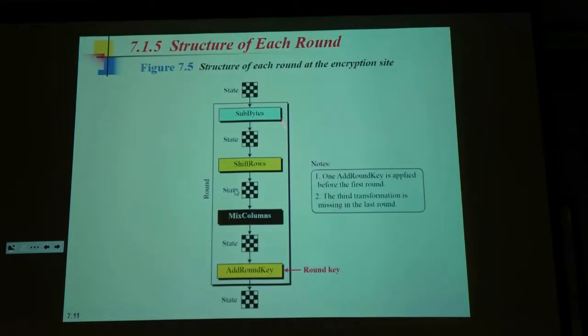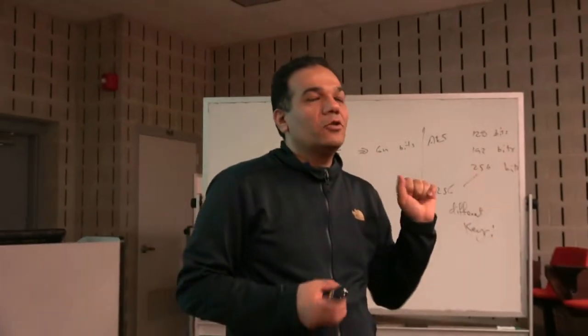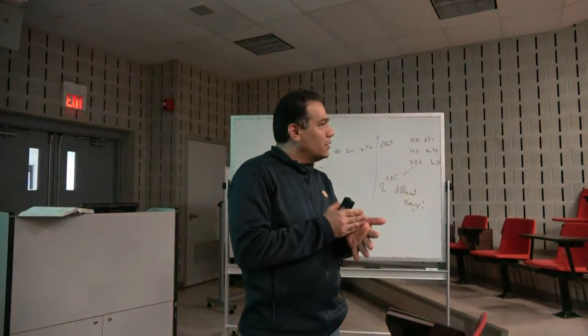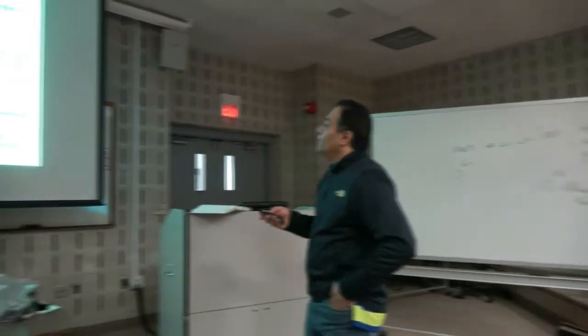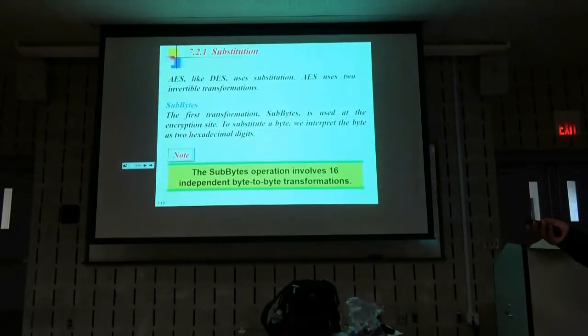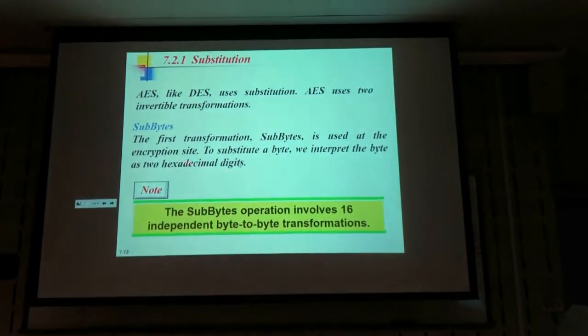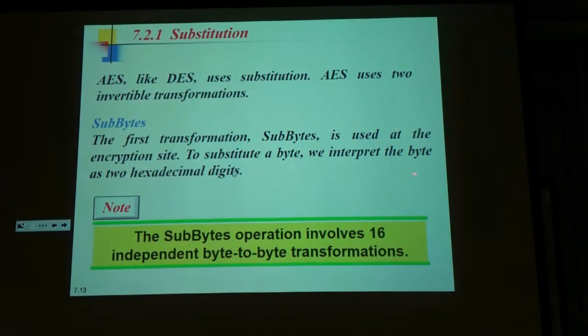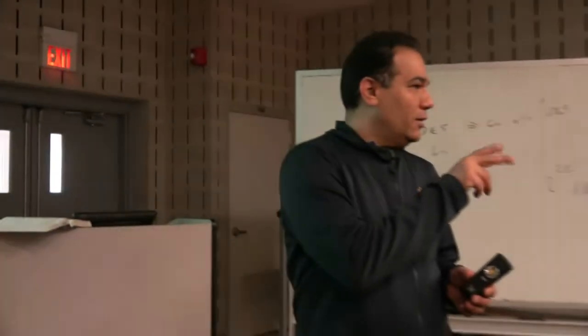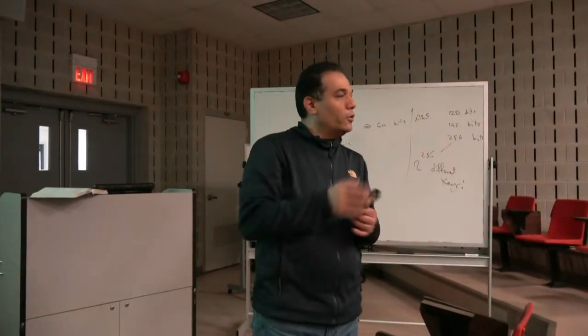All right. So let's take a look at the first block. What is the first block? This one, sub bytes. In DES, if you remember, we were working at the bit level, right? Here we work with bytes. So we switch a byte with a byte, not bit with bit. We change the byte. Okay, we don't go to the bit level yet. So in sub bytes, the first transformation, at the encryption side, to substitute a byte, we interpret the byte as 2 hexadecimal digits. The byte is hexadecimal. It has 2 digits, right?